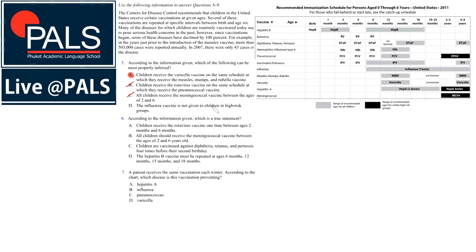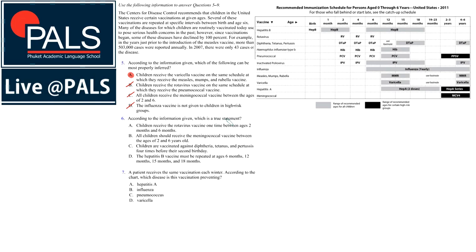The influenza vaccine is not given to children in high-risk groups. Influenza here, gray background. Gray background means range recommended for all ages, for all children. That includes high-risk groups. All children means including the high-risk group children. So that means D is wrong as well. So A is the correct answer.